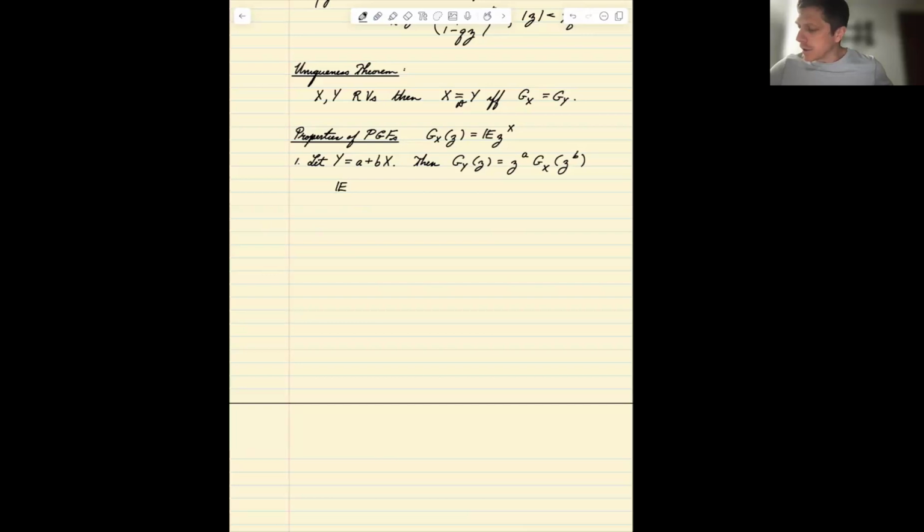I'm going to sketch here and then I'm going to erase this. So g of y, by definition, is the expectation of z to the power y, but y, by definition, is a plus bx. z to the a plus bx is z to the a, z to the bx. z to the a is a constant. We can pull that out of the expectation. z to the bx can also be written as z to the b to the power x. So here we have z to the a, and then this expression here is exactly the generating function of x, but evaluated at the value of z to the power b.